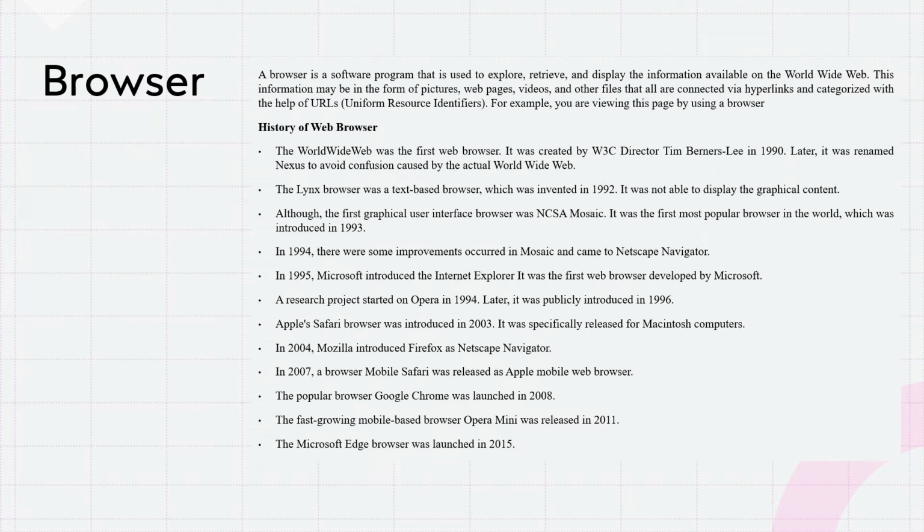Although the first graphical user interface browser was NCSA Mosaic, it was the first most popular browser in the world, which was introduced in 1993. In 1994, there were some improvements in Mosaic and it became Netscape Navigator. In 1995, Microsoft introduced the Internet Explorer. It was the first web browser developed by Microsoft.